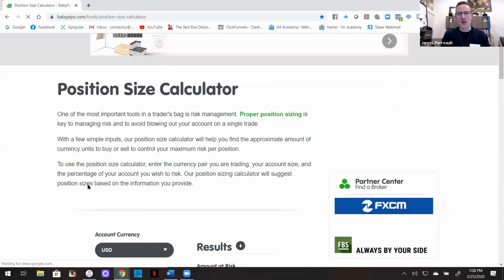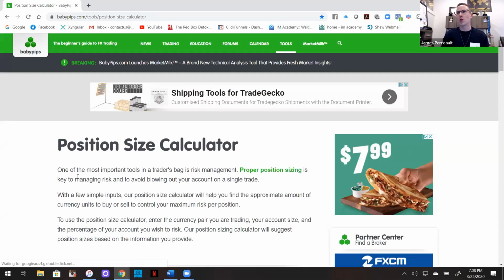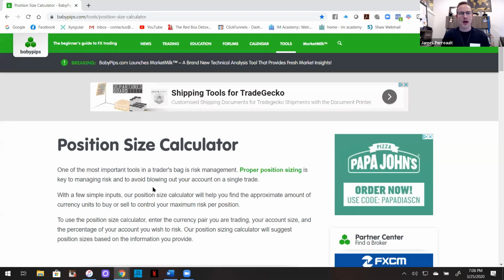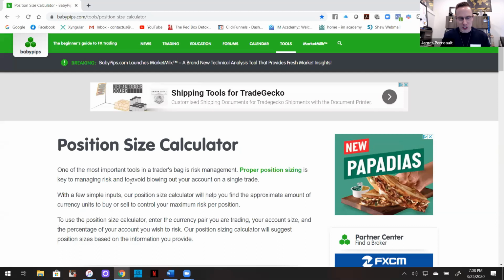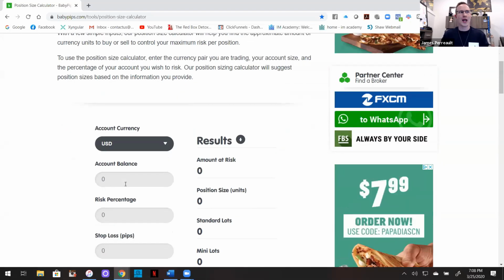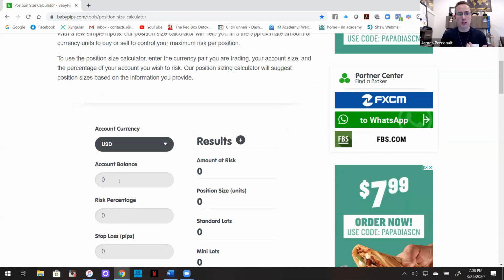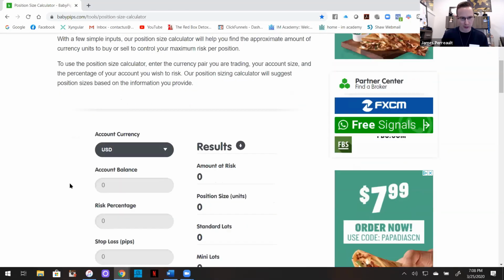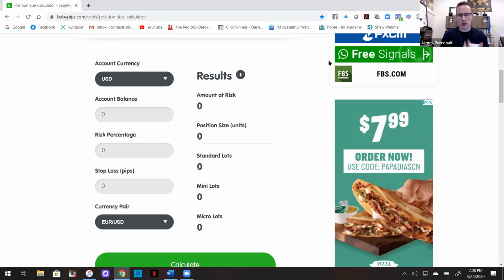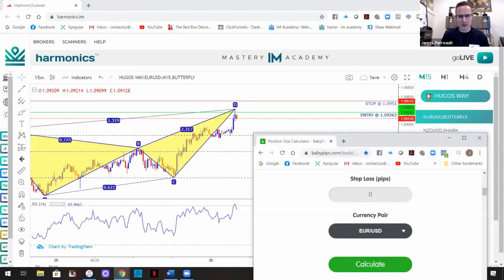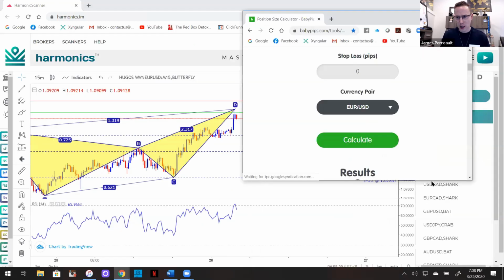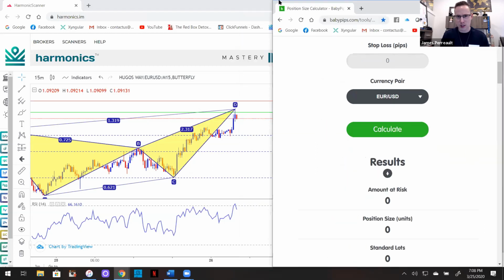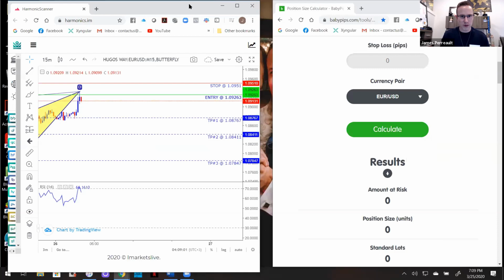This is one from Baby Pips. There's another one from MyFXBook as well that's really, really good, the FX position size calculator. That one will go over gold and things like that. But for the most part, for the foreign exchange pairs, this position size calculator is perfect. So I'm going to break this down for you guys. I'm going to have to put this side by side here just so we can be transparent and see both sides.